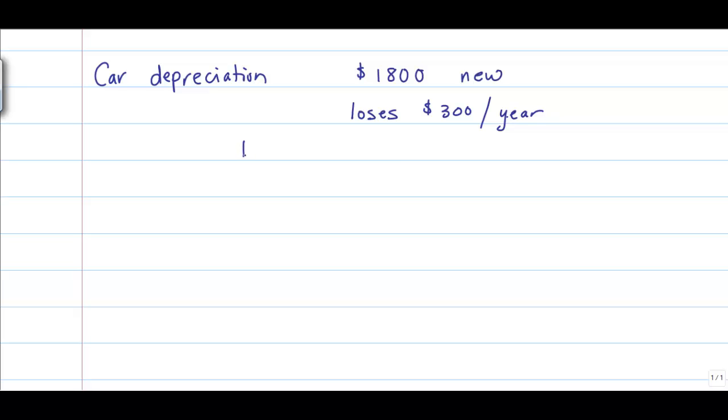Well, we're going to let y equal the value of the car at time x. So the car is worth $1,800 minus 300 times x, where x is the number of years. So when x is 0, or that is when we first bought the car, then we would just have 1,800 minus 0, or 1,800. After 1 year, the car would be worth 1,500. After 3 years, the car would be worth 1,200, etc.